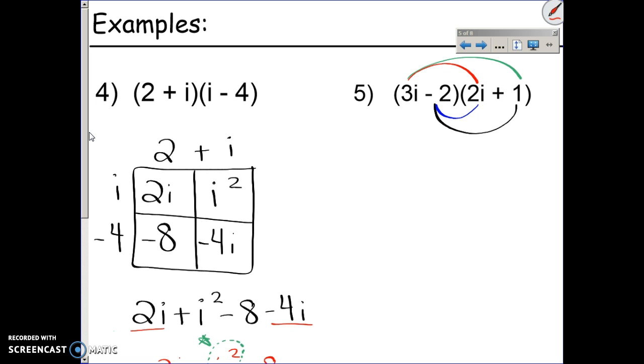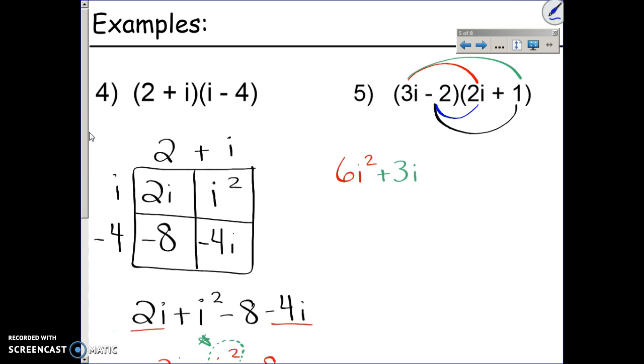So my red one is 3i times 2i. Okay, well 3 times 2 is 6. i times i is i squared because I'm multiplying. The green one is 3i times positive 1. Well, 3 times positive 1 is 3. And then I still have an i there. It's not getting multiplied by anything, so I just tack it on at the end.